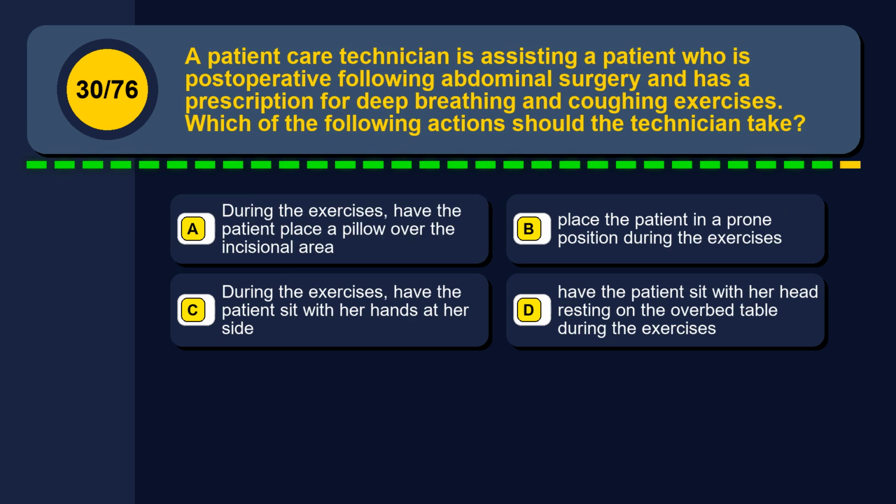Question 30. A patient care technician is assisting a patient who is postoperative following abdominal surgery and has a prescription for deep breathing and coughing exercises. Which of the following actions should the technician take? Option A. During the exercises, have the patient place a pillow over the incisional area. Option B. Place the patient in a prone position during the exercises. Option C. During the exercises, have the patient sit with her hands at her side. Option D. Have the patient sit with her head resting on the overbed table during the exercises.